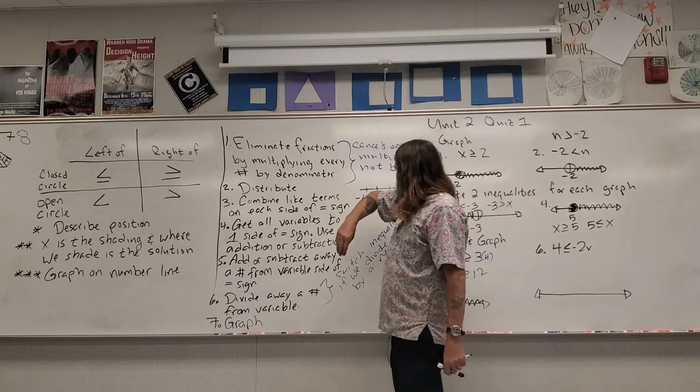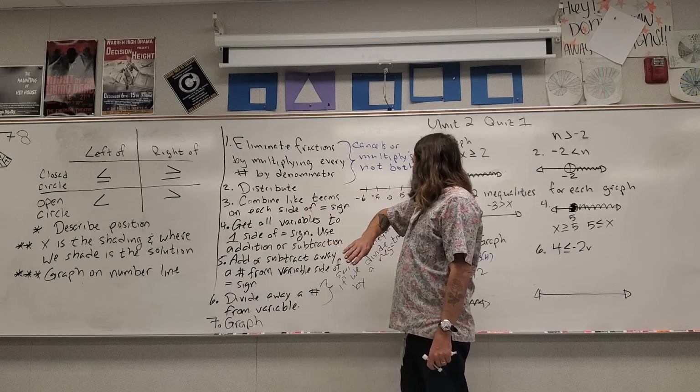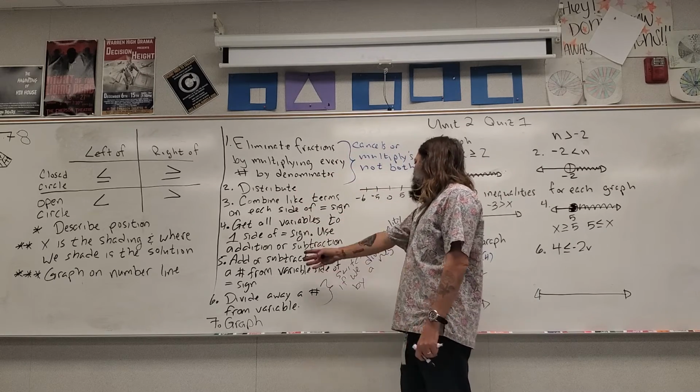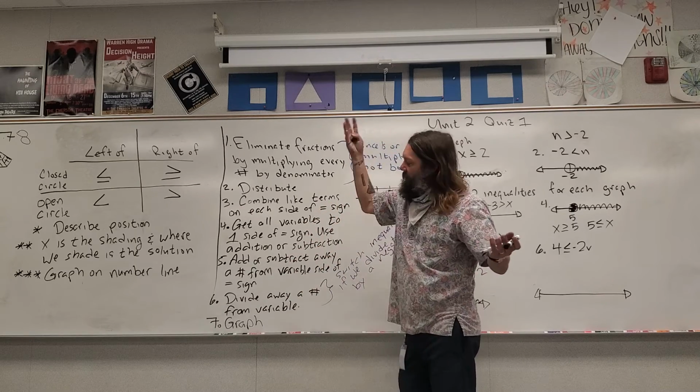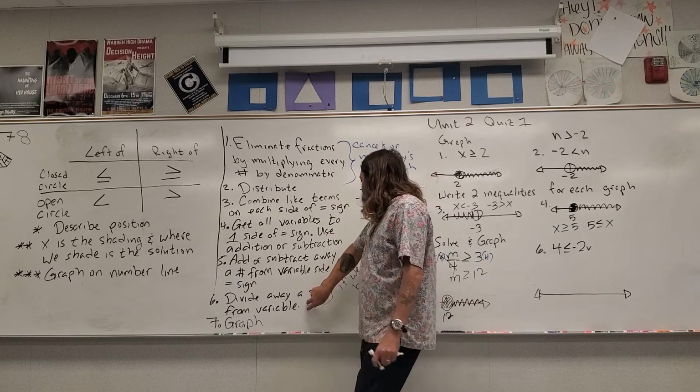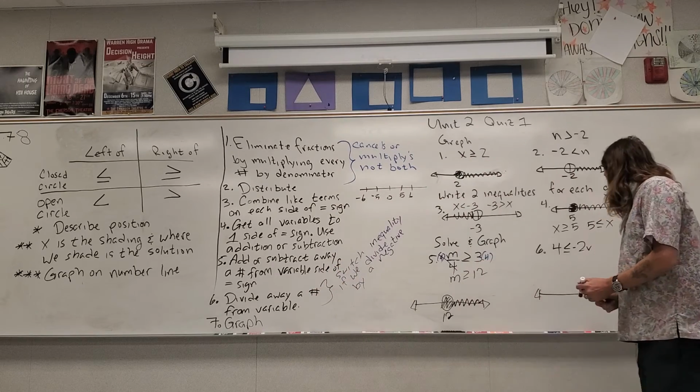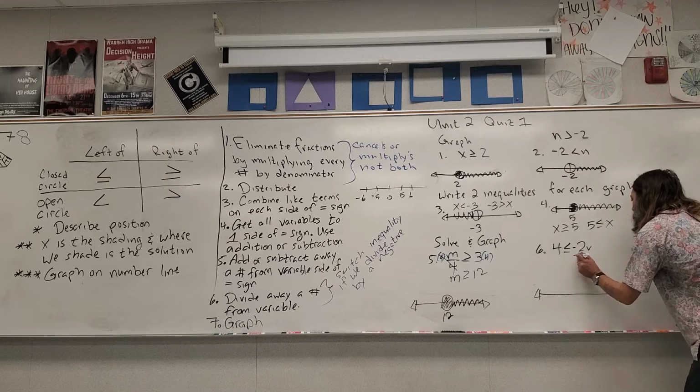Problem 6. I can't eliminate fractions, I can't distribute, I can't combine like terms, I can't get all variables to one side, I can't add or subtract away a number. And it says equal signs, but it should say inequality. I didn't change that, I'm sorry. But can I divide away a number from a variable? And yes, I can. I can divide away a -2.